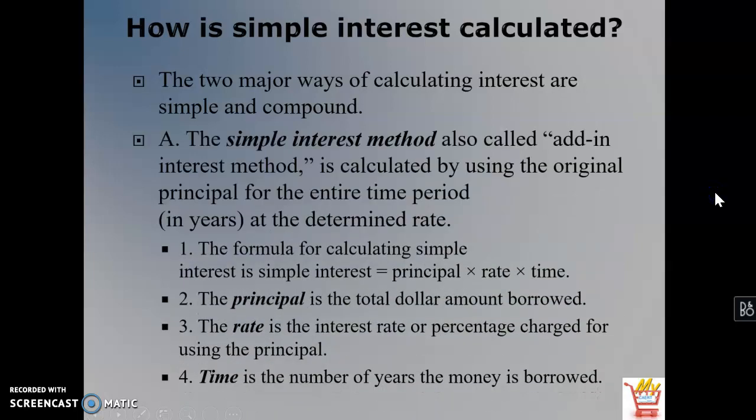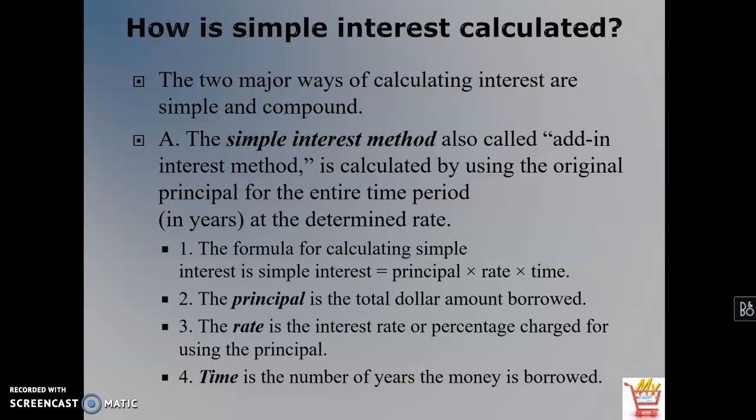So let's talk about how to calculate interest. We'll talk about two types of interest. We'll probably only get to one today, and then we'll get to the other one on Friday. But there's two major types of interest: simple interest and compound interest. Simple interest is also known as the add-in interest method, and it's calculated by using the original principal for the entire time period in years at the determined rate.